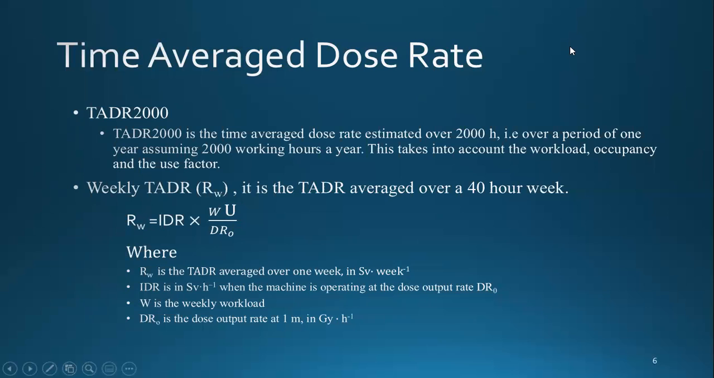So RW, that is TADR per week, is equal to IDR times the workload per week times use factor divided by DR0. Where RW is the TADR for 1 week in sievert per week. IDR is in sievert per hour when the machine is operating at the dose output rate of DR0. W is the weekly workload. DR0 is the dose output rate at 1 meter in gray per hour.